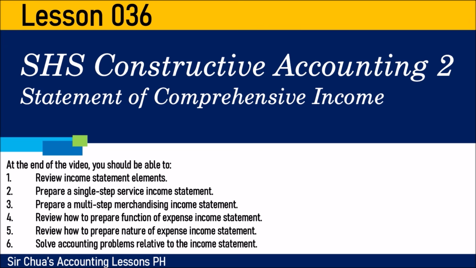This is lesson 36, Senior High School Constructive Accounting Part 2, and we will be talking about the Statement of Comprehensive Income. At the end of the video, you should be able to review income statement elements, and then we will be learning how to prepare both a single-step service income statement and a multiple-step or multi-step merchandising income statement. And then we will also be reviewing how to prepare the function of expense income statement and how to also prepare a nature of expense income statement. Before we end the discussions, we will be solving accounting problems relative to the income statement.